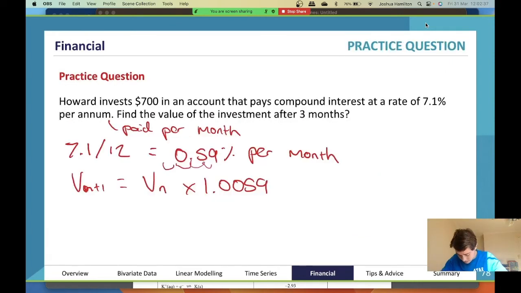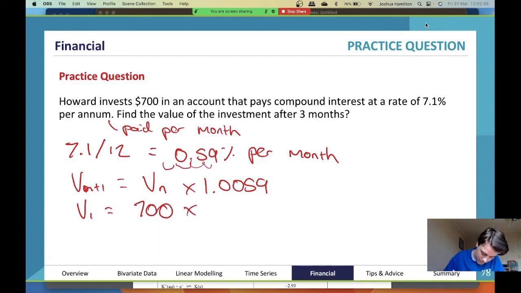And essentially here, you can square it or cube it, but it's safer with compound interest to not do that. It's safer to just do each of the steps. So you go through each step, the first month. The first month is going to be V1 equals 700 times 1.0059.